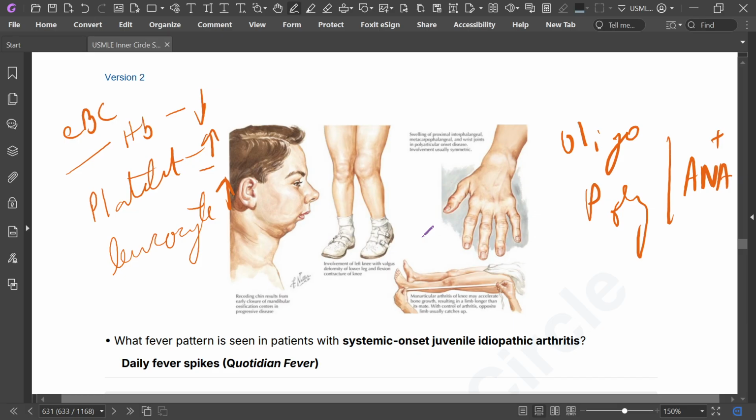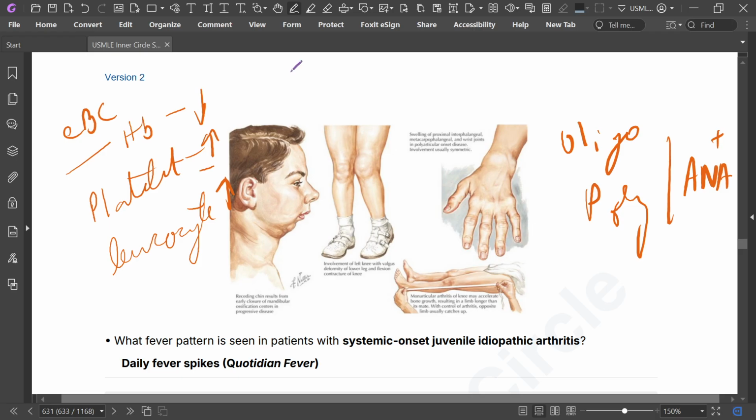If we do imaging, X-ray shows bony erosion and diffuse joint space narrowing. Ultrasonography detects synovitis and effusion.